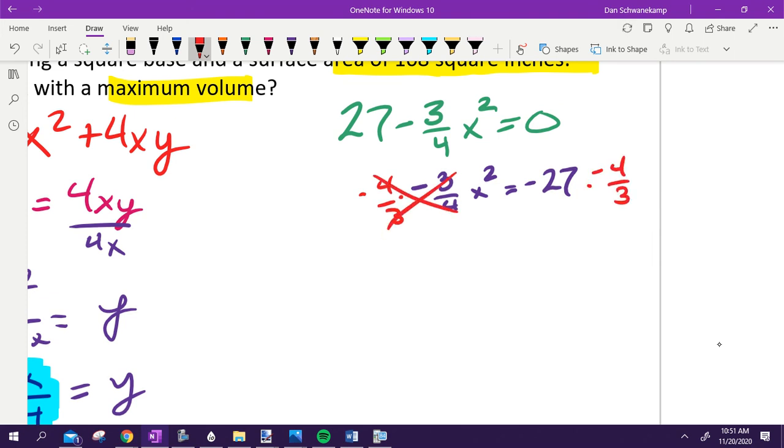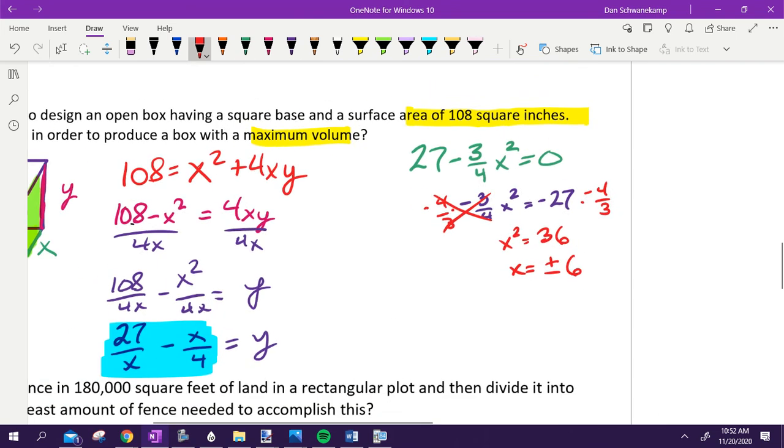That's going to cancel. I get x squared equals, it's going to be positive. It is 36, because 27 divided by 3 is 9, and then 9 times 4 is 36. So if x squared is 36, what do you think x is going to be? It is technically plus or minus 6. We're dealing with a box. Do you think that if we're dealing with a box, we want to have a negative side? No. The answer is going to be a positive 6.